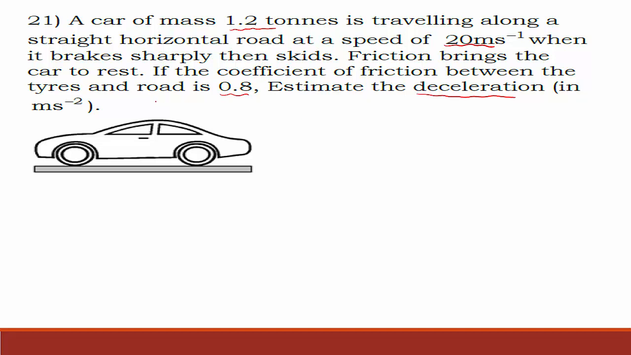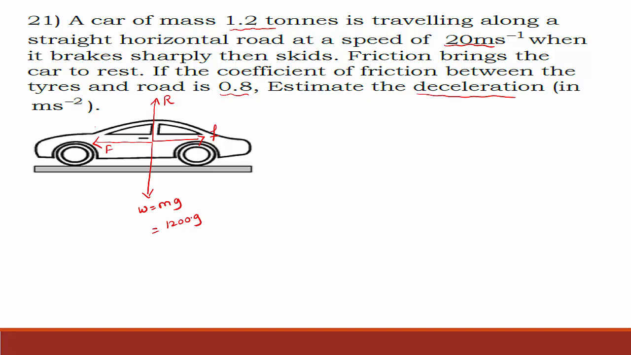So here this is the car. Here the normal reaction is acting vertically upward. This is the force in this direction. Here is the friction, let us take small f. The weight of the car is acting vertically downward. W equal to mg, which is equal to, here it is given 1.2 ton, meaning 1200 g.